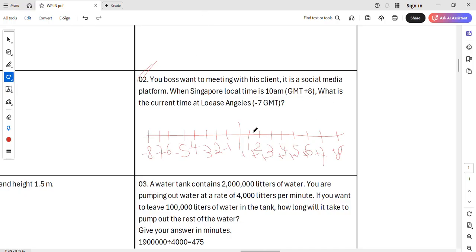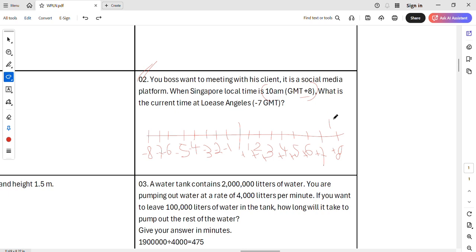Okay, so GMT is asking the question. When Singapore local time is 10 a.m., GMT plus 8. So remember that when they mention that time is local time, then also the local GMT. So plus 8 here is 10 o'clock.